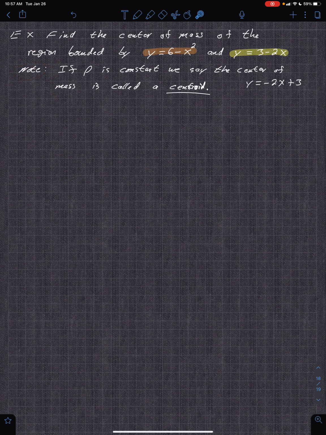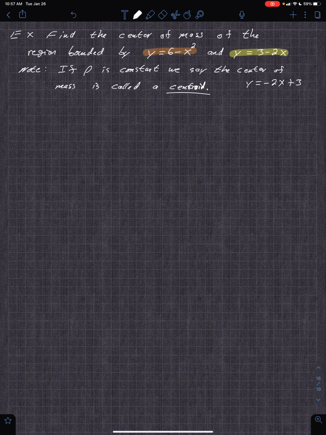If rho is constant, we say that the center of mass is a centroid. So it doesn't really have to do with the mass. It's kind of like the general location of a balance point. Anyway, okay, so go ahead and sketch the graph.